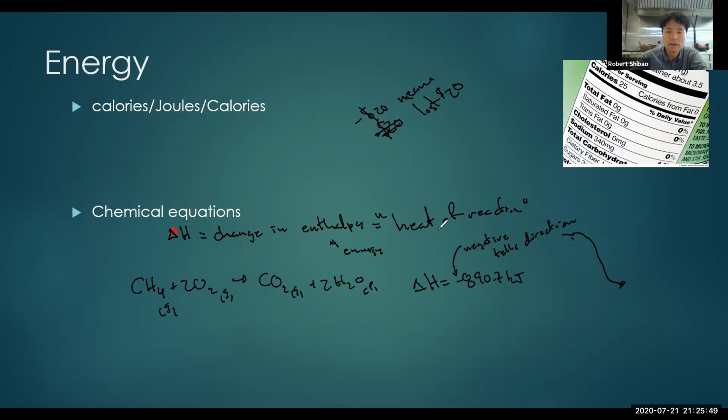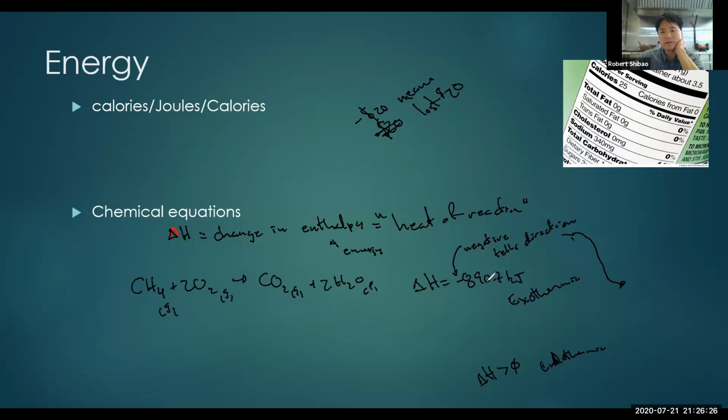And so this is exothermic. When we have a negative, we're losing energy, it's exothermic. When it's positive, we're gaining energy. So if delta H is greater than 0, that just means it's positive, then it's endothermic. If delta H is less than 0, then it's negative and it's exothermic. And so this is the heat of reaction here.